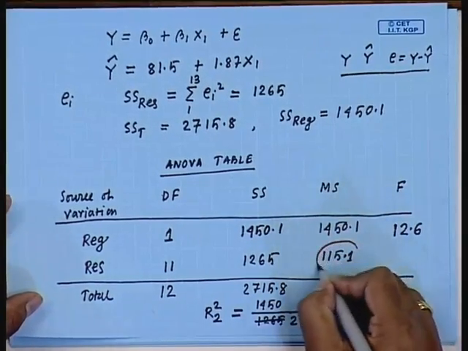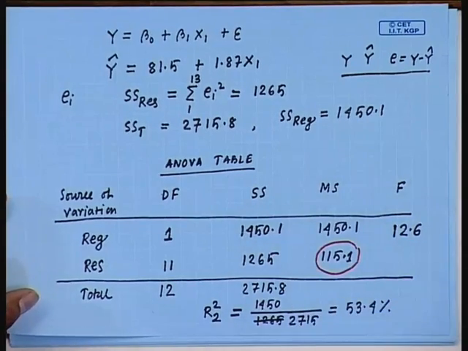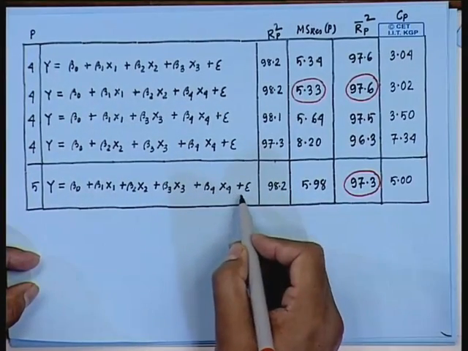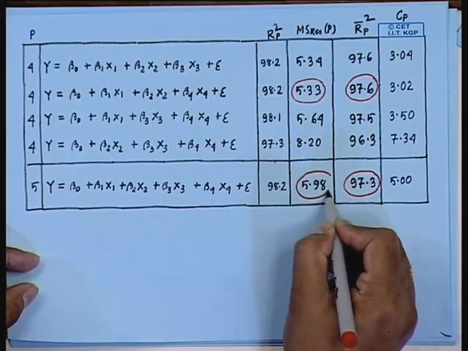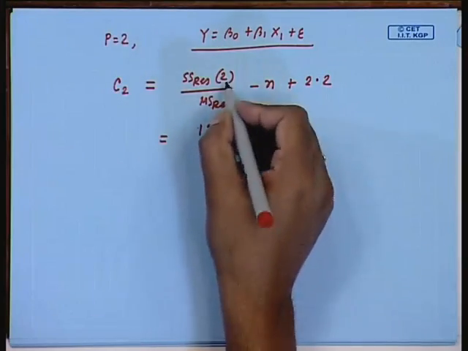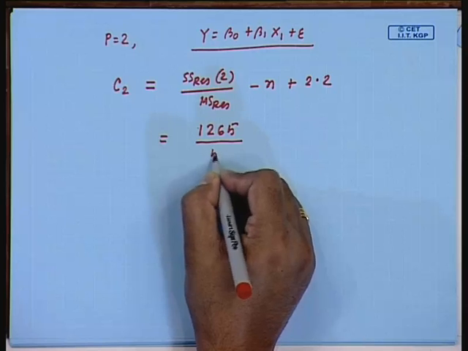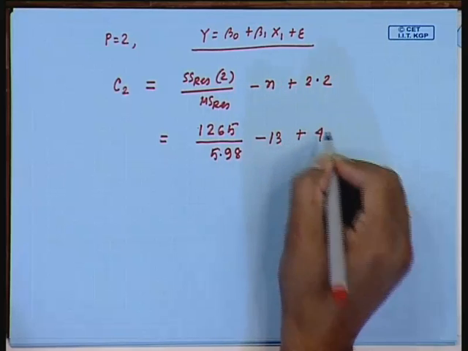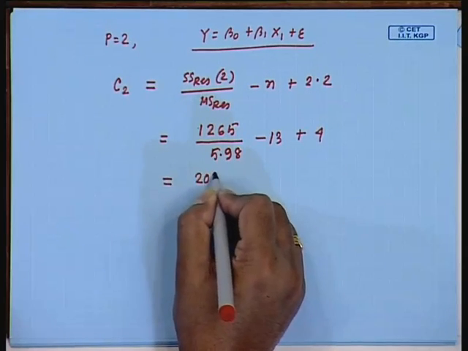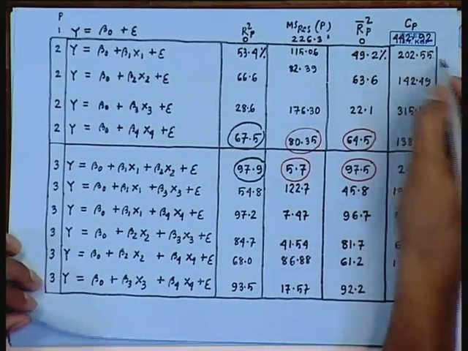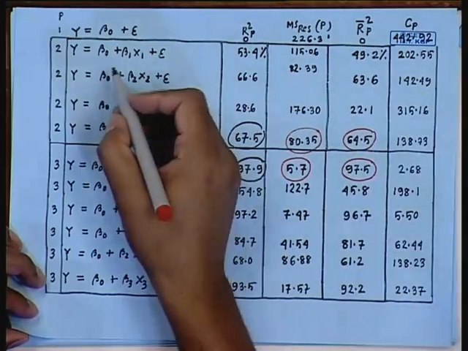This is the SS residual, divided by the MS residual. No, do not take this MS residual; this is the MS residual for the full model. Where is the full model? Here is the full model, and you take this MS residual value. So, SS residual 2 by 5.98, which is the MS residual for the full model, minus 13 plus 4, is equal to 202.53. So, 202.5 is the Cp value for this model.